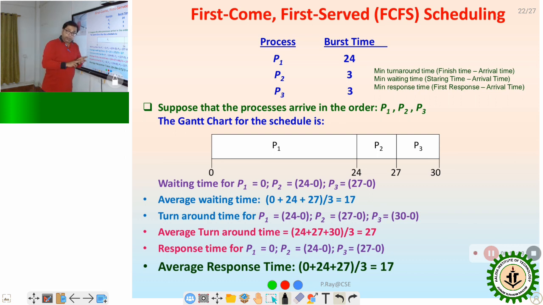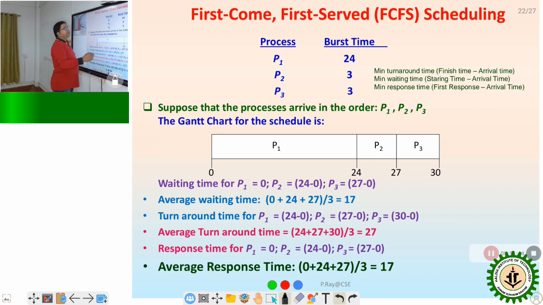Now, the process which comes first will be allocated first. So the process which comes first has a higher priority. So that is allocated to the CPU first, then the next.